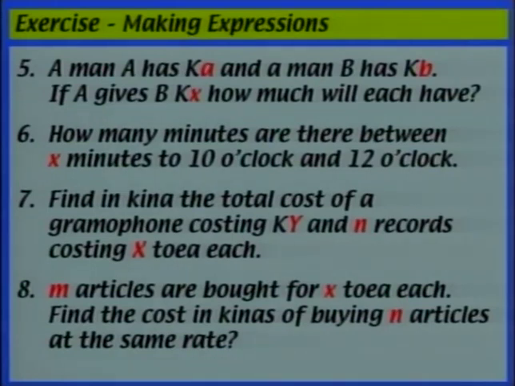A man works X hours from Monday to Friday, Y hours on Saturday, Z hours on Sunday. How many hours does he work altogether? Yeah, 5, 6, and 7. Continue to 5, 6, and 7.